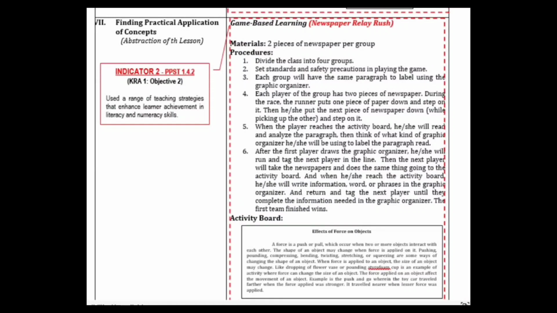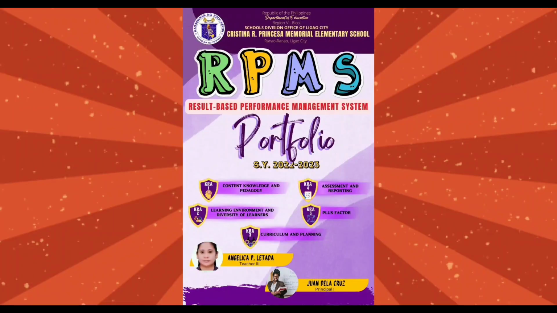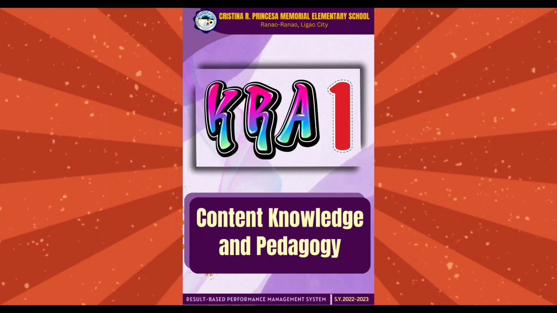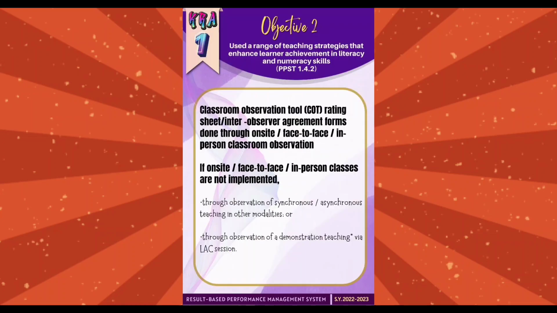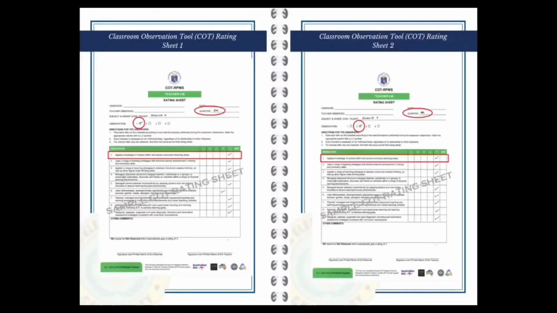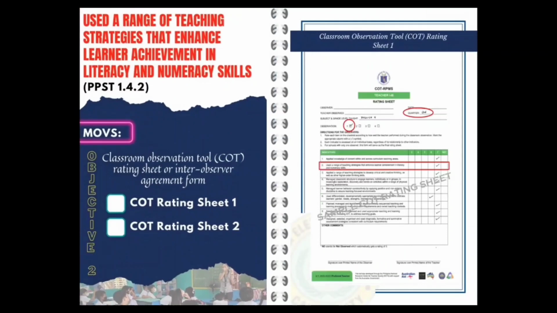Now, let's attach the MOVs or the means of verification for our Objective 2 in our RPMS portfolio. So in our Objective 1, the MOVs are the 2 COT rating sheets for the last 2 quarters. So here in Objective 2, attach your 2 COT rating sheets for the last 2 quarters.